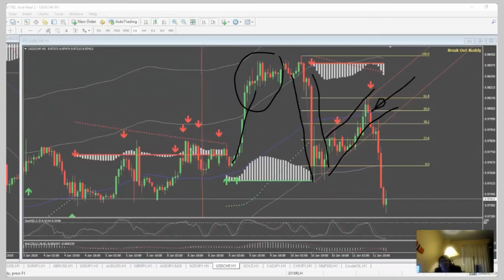So what does this mean? It means the US dollar is losing momentum, Swiss franc gaining.